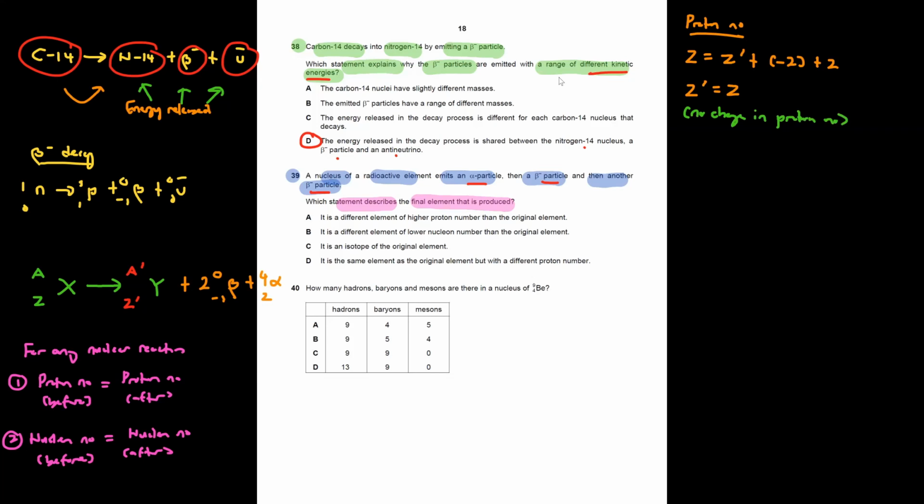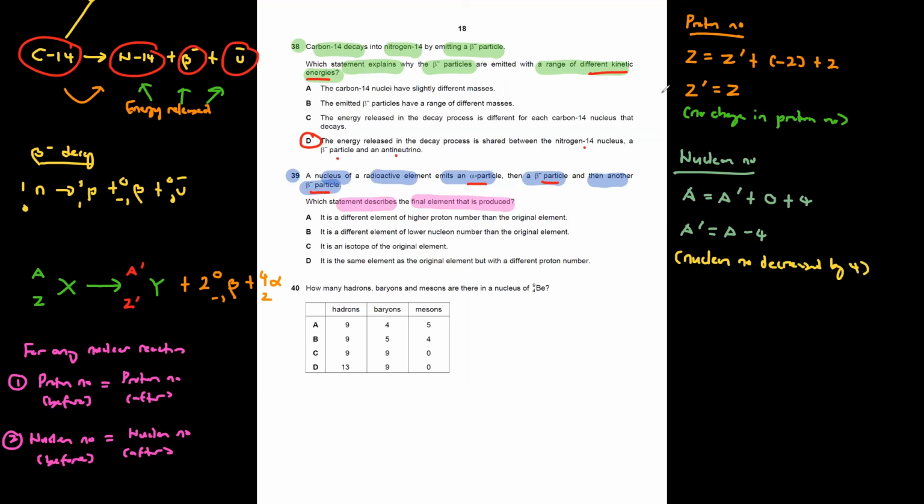Okay. Now you move on to nucleon number. Let's have a look at what happens to your nucleon number. So in your case, nucleon number is A equals A prime plus 0 plus 4. So A prime is actually A minus 4. So what can you say from here? We can say that the nucleon number has decreased by 4.